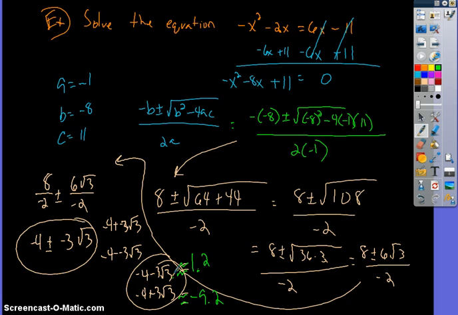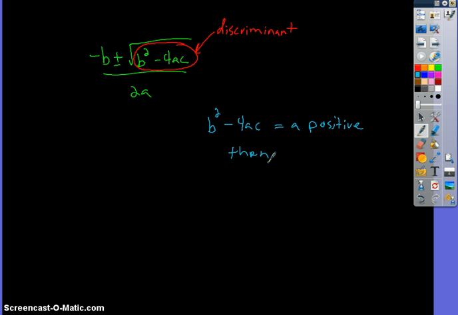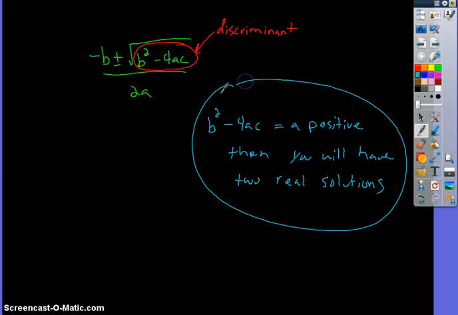Let's talk about some other usefulness for it, or just some other facts about it. In the formula, this piece underneath the radical, this radicand, is called the discriminant. It has special properties. Why it's called discriminant, I don't really know. They just call it discriminant. But it has special properties. If that discriminant, b squared subtract 4ac, is positive, it tells you that you have two real solutions.